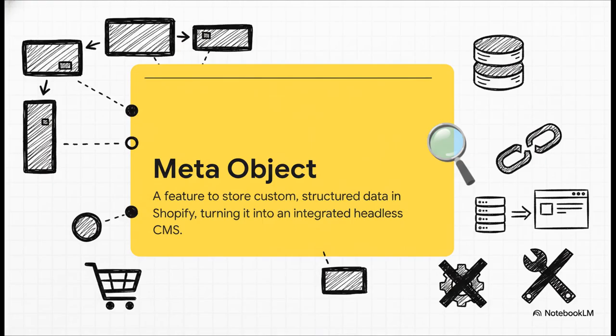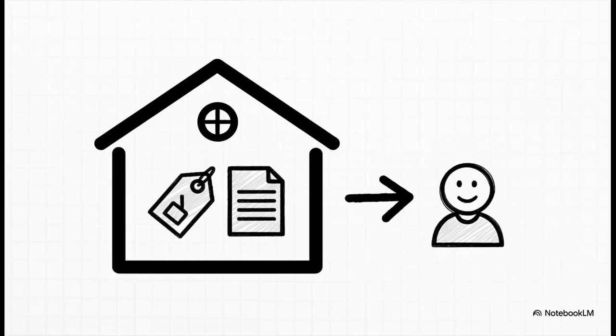So, what even are they? At their core, Meta Objects let you create your own custom data structures right inside the Shopify admin. The best way to think about it is that you're turning Shopify into its own lightweight, totally integrated headless CMS, which, by the way, means for a lot of projects, you might not even need third-party tools like Sanity or Contentful anymore.